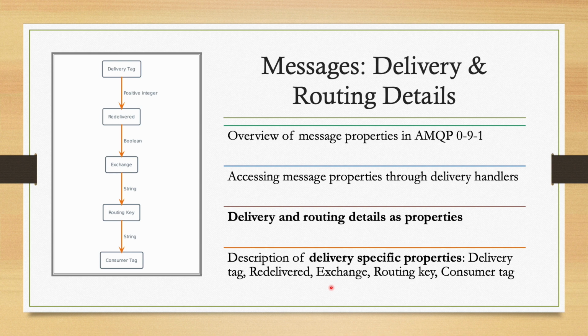Exchange. The exchange property specifies the name of the exchange that routed the message to its intended destination. Routing key. This property represents the routing key used by the publisher when initially publishing the message. It provides information on how the message should be routed within the messaging system. Consumer tag. This property is a string identifier associated with the consumer or subscription that received the message.